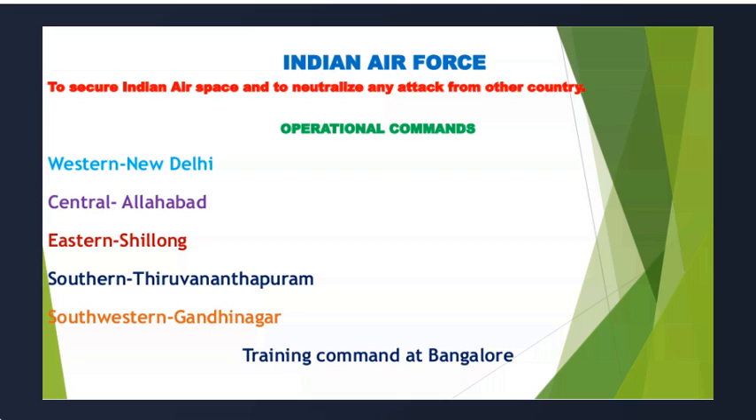Likewise, the Air Force has operational commands at New Delhi for Western Command, Allahabad for Central, Shillong for Eastern, Thiruvananthapuram for Southern, and Gandhinagar, Gujarat for Southwestern. So there are 5 operational commands. For the Army, there are 6. For the Air Force, there are 5. For the Navy, there are 3. Okay, so the third force is the Navy.